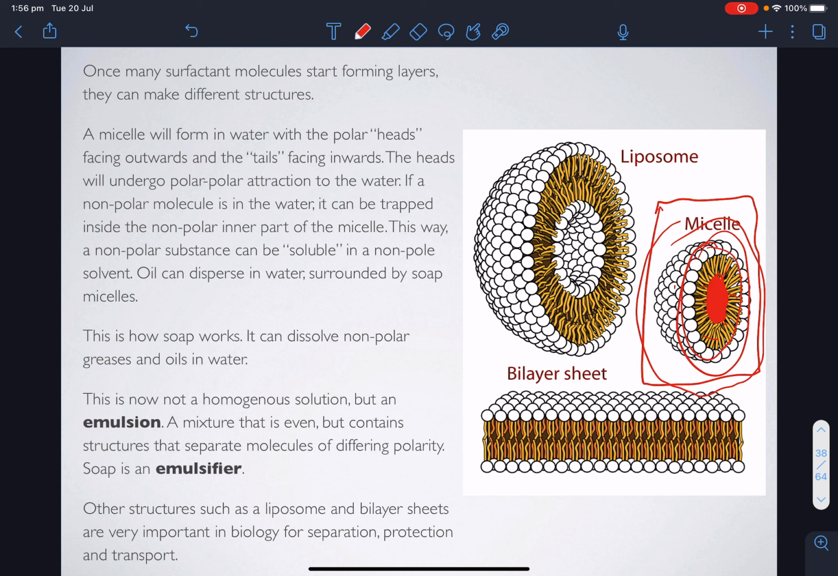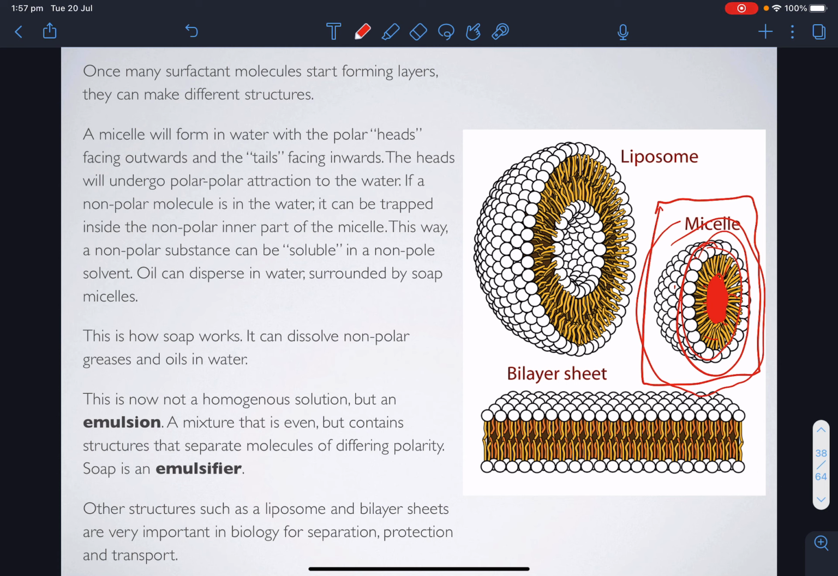Okay, it's not a homogeneous solution then. It has slightly bigger chunks in it, so we call it an emulsion, okay? So soap is a thing that can make an emulsion, so it's sometimes called an emulsifier as well, okay?